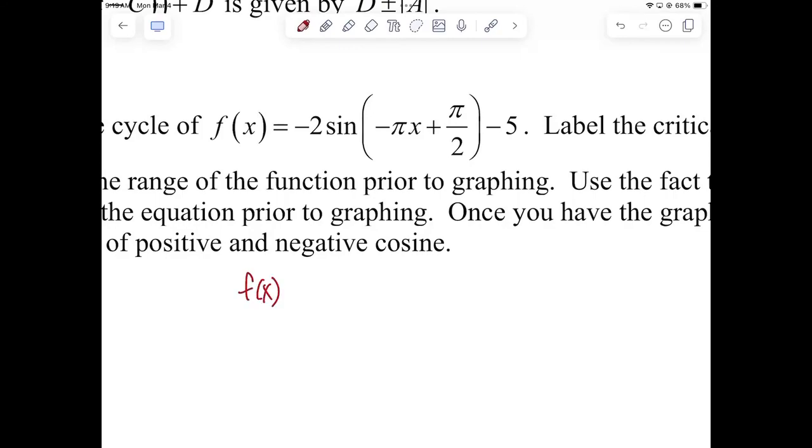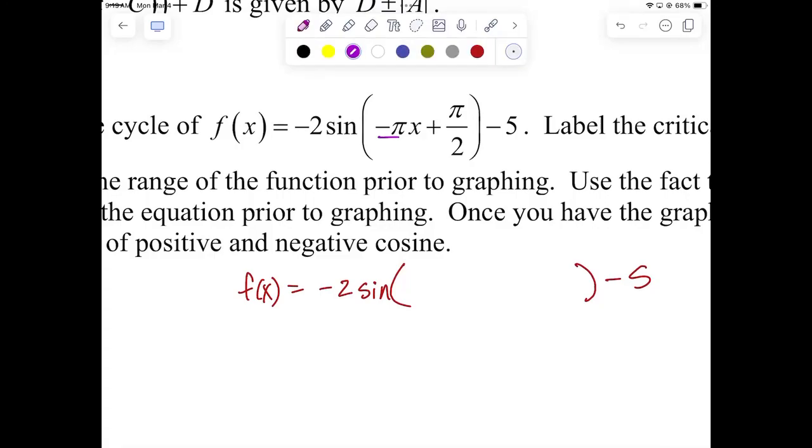So first thing is to put it in the standard transformation form. I got -2 sine of parentheses minus 5. Now, on the inside, I have to factor out a what? Not a pi, but a negative pi. I'm left with x minus, what do I get when I factor out a negative pi from a positive pi halves? Not -2, but -1/2. And again, as you do that, come back and mentally redistribute and make sure you get what we started with. Is negative pi times x negative pi x? Is negative pi times negative pi halves positive pi halves? Yes, it is. And 1 times 1/2.